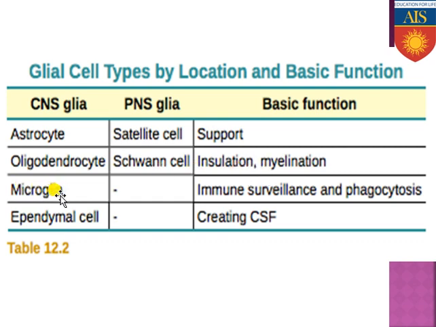Microglia are glial cells which are very small in size, that's why they have been given the name microglia. They are responsible for immune surveillance as well as phagocytosis. Ependymal cells are the type of cells present inside the central canal of the vertebral column, and there they are responsible for creating the cerebrospinal fluid. So astrocytes, oligodendrocytes, microglia and ependymal cells are all types of neuroglial cells, and they are responsible for various different functions, as we have seen in this table.